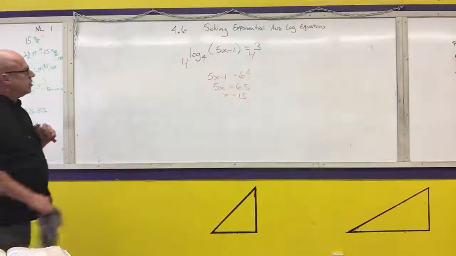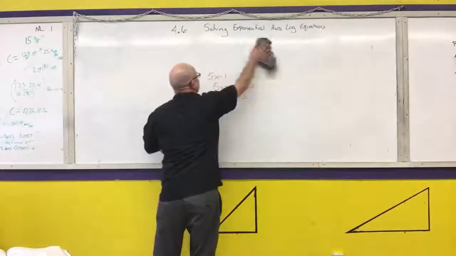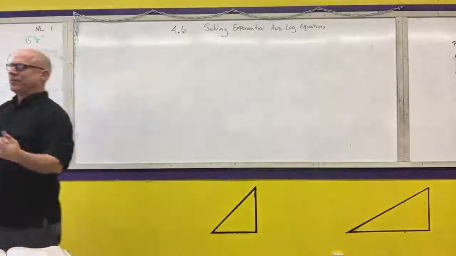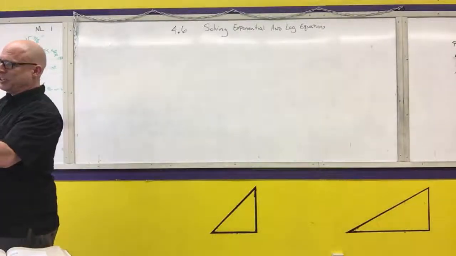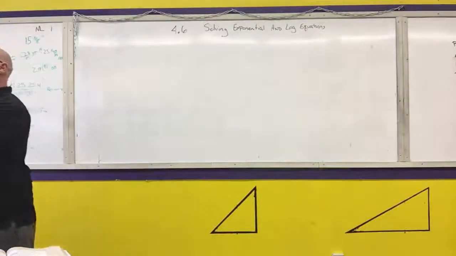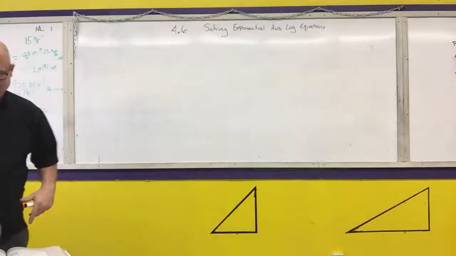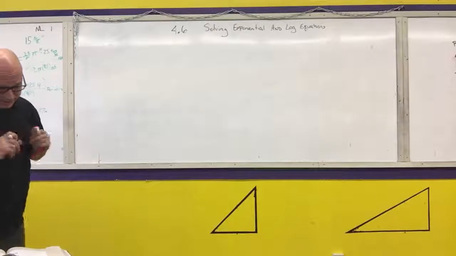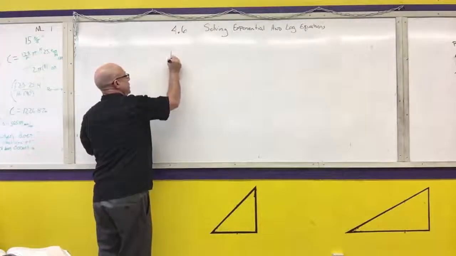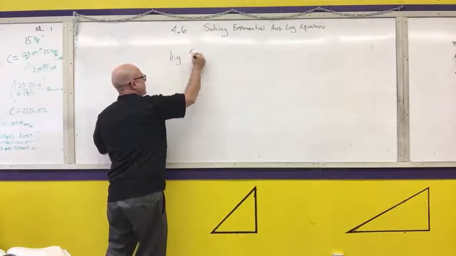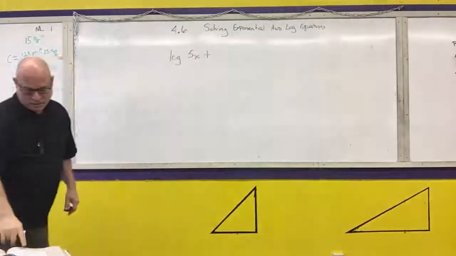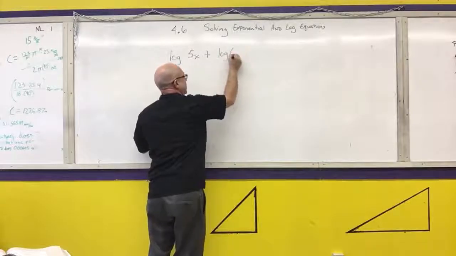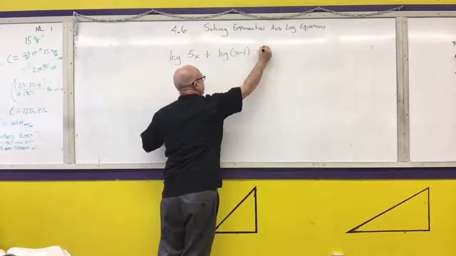I can't do it with bases that are different because I have to raise both things to the same thing. And you would use a change of base formula for logarithms to make the second base the same as the first. And I don't think I have any that are that messy. But I do have one like this. Log of 5x plus the log of x minus 1 equals 2.